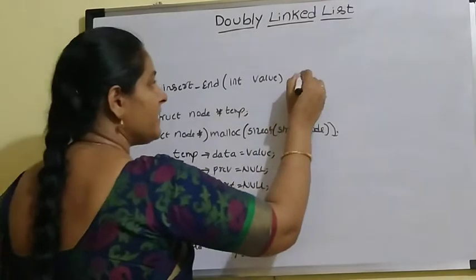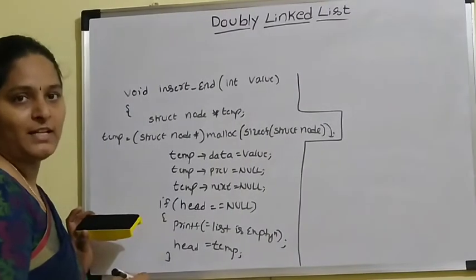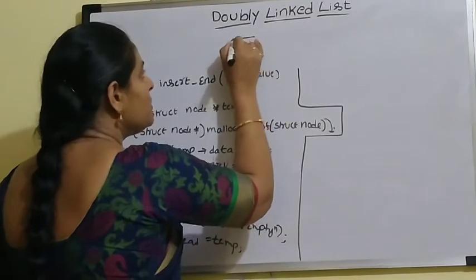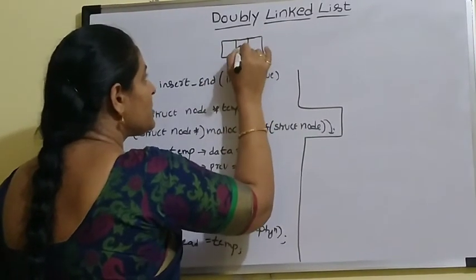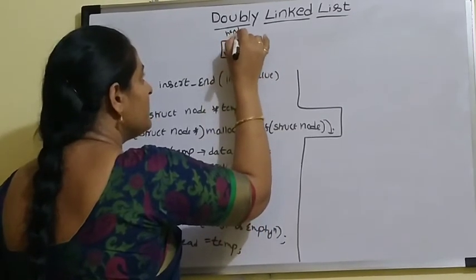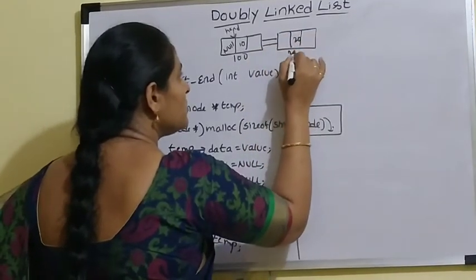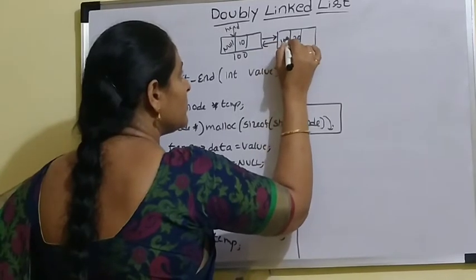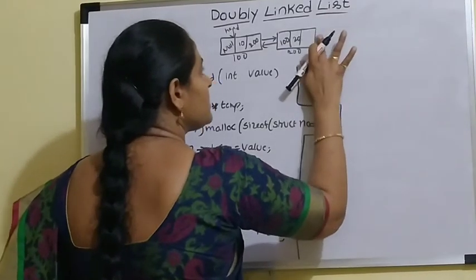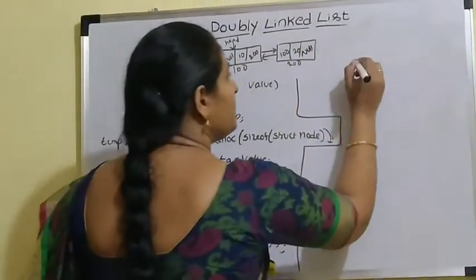Now see, second case. If your list is not null, if you have some nodes in the list, see one example. Suppose here I have 2 nodes in the list. This is my first node, head, second node. Just assume that there are 2 nodes in the list. Now I want to insert my temp node.